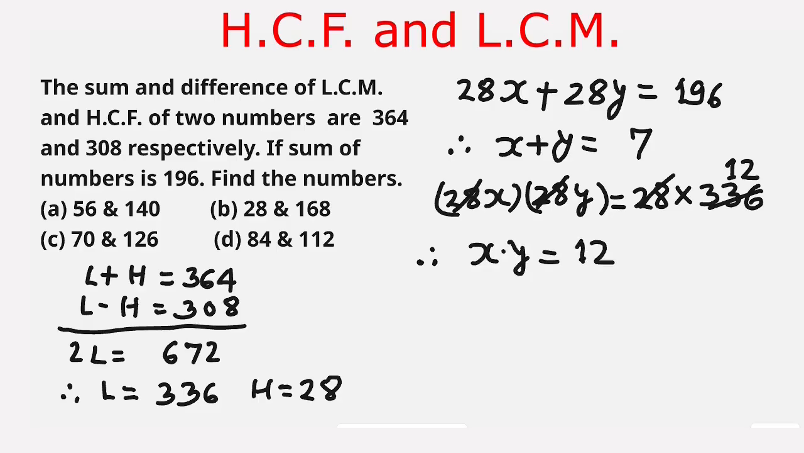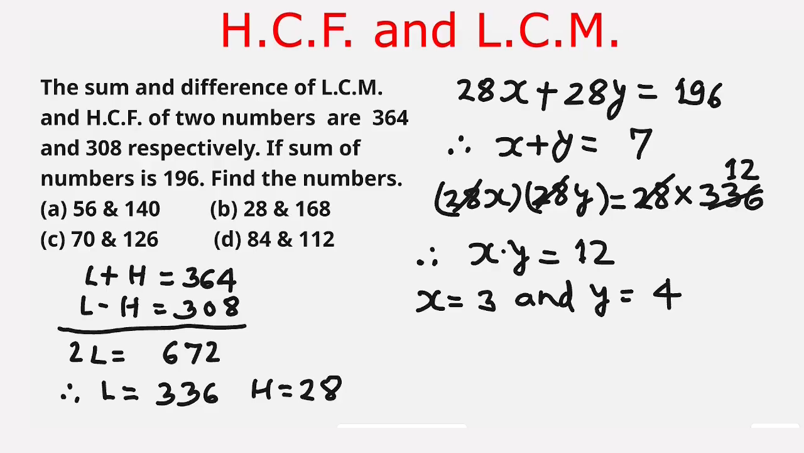And we know that x plus y is 7. So x into y is 12, then x equal to 3 and y equal to 4, or vice versa, because 3 plus 4 is 7, as well as x into y, that is 3 into 4 is 12. Therefore the numbers are 28 multiplied by 3.